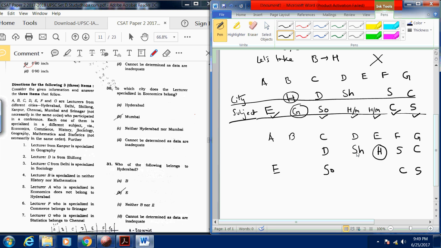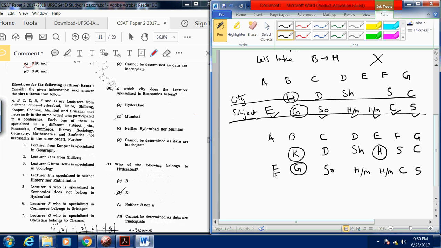Now, Kanpur person specializes in geography, so we have only one choice to fill that, that is this one. So now you're remaining with mathematics and history. So D and E can have either history or mathematics. So this can have history or mathematics, this can have history or mathematics.